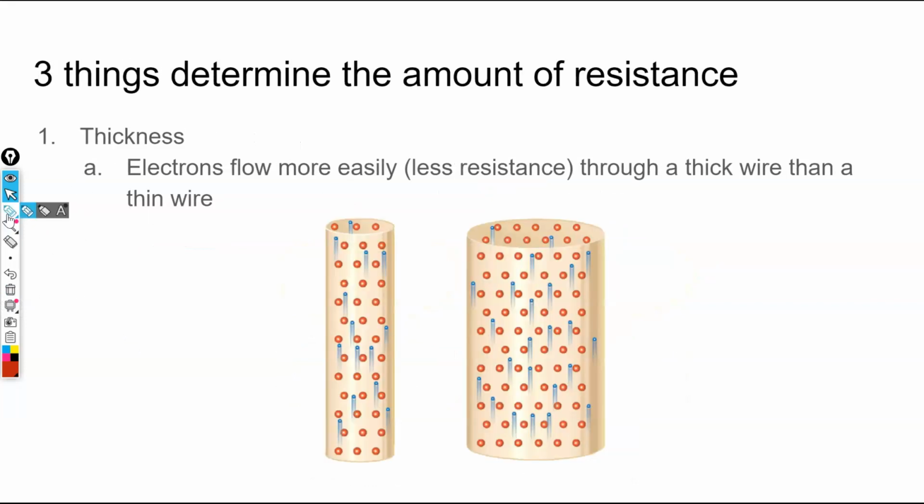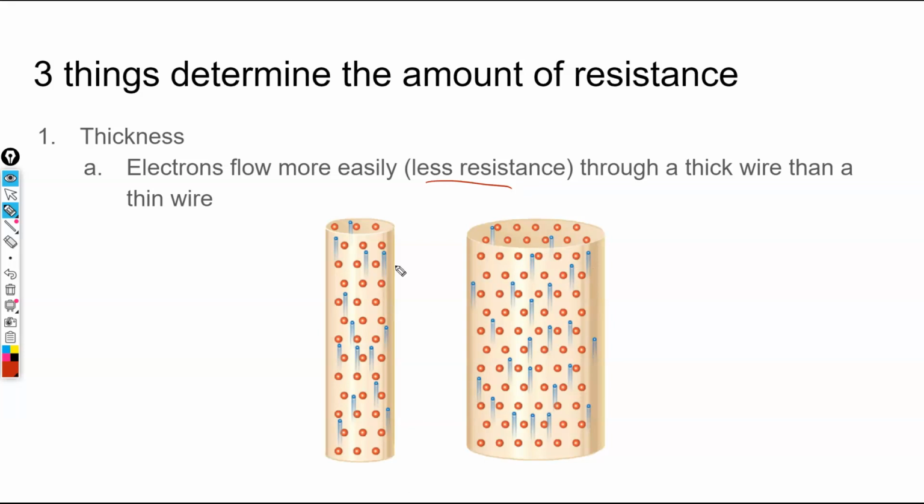Now there are also 3 things that we use to determine resistance. Thickness is the first one. The thicker something is, the more easily electrons will flow through that wire, because there is less resistance.